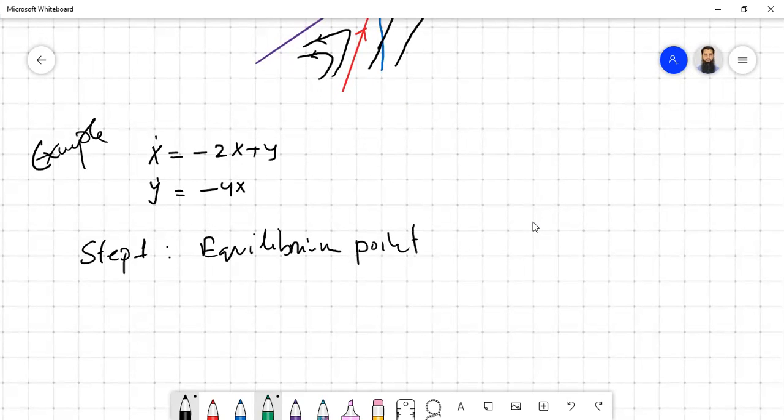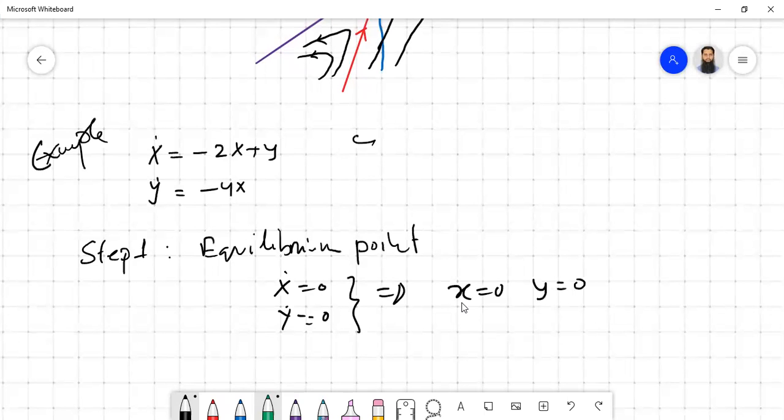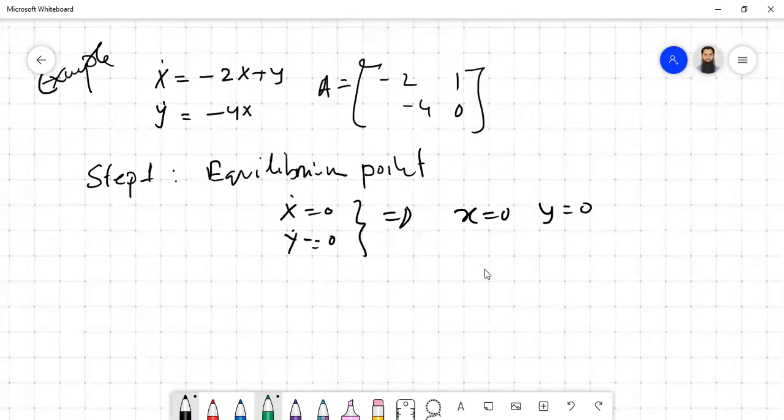In this equilibrium point, again, the condition is the same: x dot equal to 0, y dot equal to 0, and that gives us x equal to 0 as well as y equal to 0. So same equilibrium point, x equal to 0 and y equal to 0. Next is the eigenvalue. Before that, let us find the matrix: minus 2, 1, minus 4, 0. So this is your matrix A.